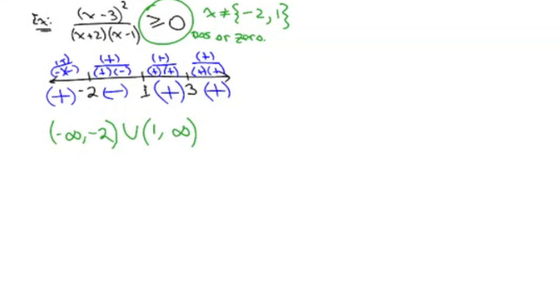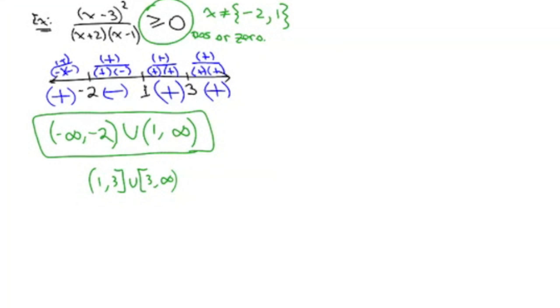Why didn't I stop at 3? Well, 3 makes it equal to 0, which is perfectly fine. So you'd get to 3, but then you'd start again at 3, so you might as well just get rid of the 3 completely. Writing this is irrelevant, because this can be combined to be just 1 to infinity. Because those 3's are exactly the same, and they're both brackets. All right, so the solution to this problem is these intervals, what makes it positive or 0.